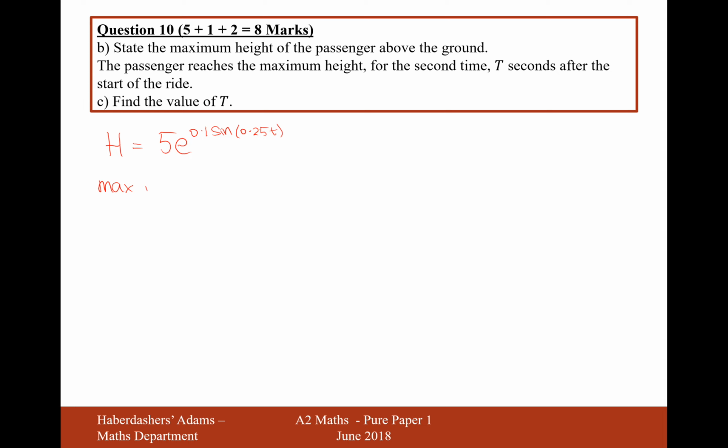So the max of h is going to be when sine is 1, so it's going to be 5e to the 0.1, which comes out to be 5.526. So let's round that to 3 significant figures. It was 5 on the decimal, so it's going to be 5.53 meters on the roller coaster. Doesn't look like the roller coaster moves up too high then. The passenger reaches the maximum height for the second time, t seconds after the ride starts. Find the value of t.